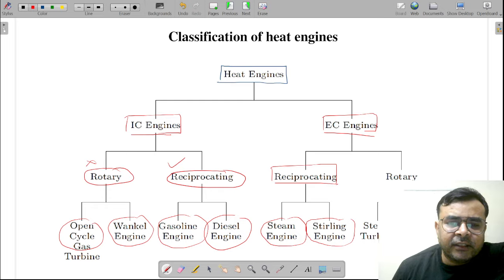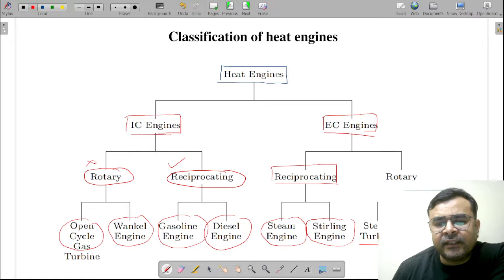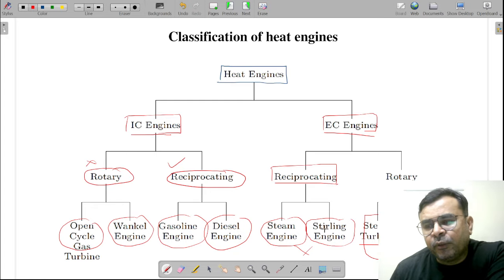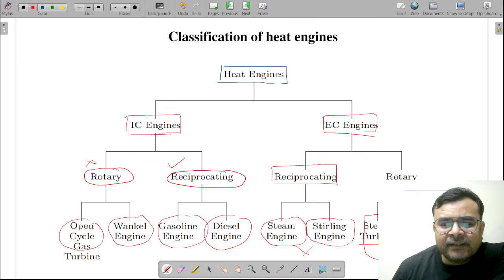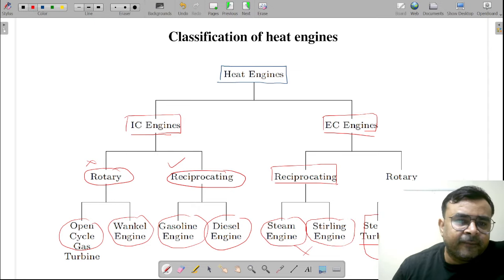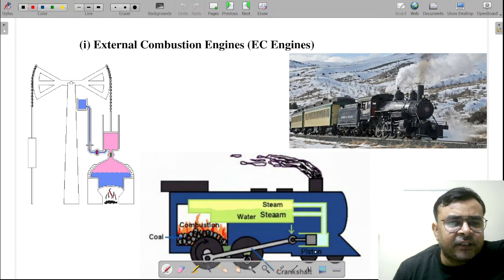And next, rotary engine, that is steam turbine and closed cycle gas turbine. So these are the engines which we use nowadays, but these two engines, the steam engine and Stirling engine, are obsolete. Correct? These engines cannot be used. Okay, but steam turbines we can use to generate electricity in a thermal power plant or in a nuclear power plant, and similarly closed cycle gas turbines are also used. Is it right?